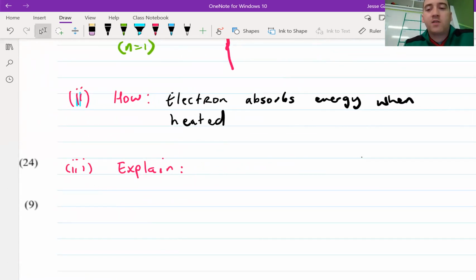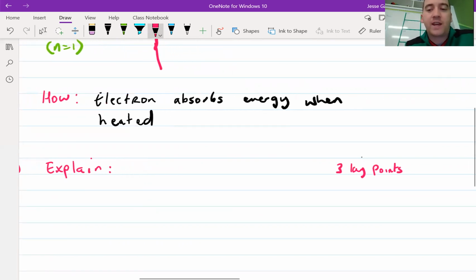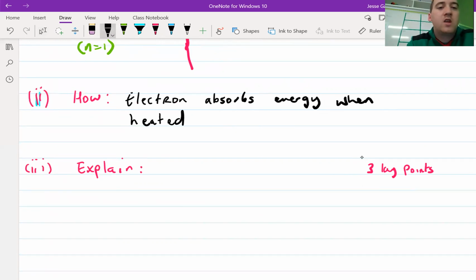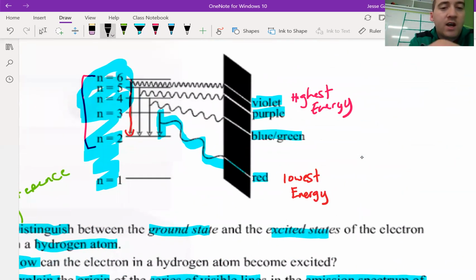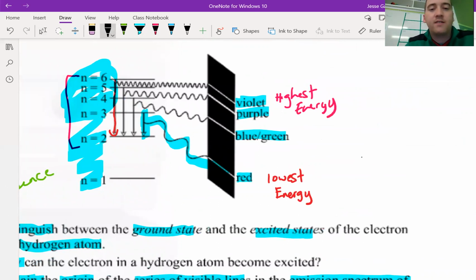All right, just to give you some context, you would need 3 key points here. So check your answer again. Pause your video and check: do you have 3 scoring points? Do that now. All right, so the first thing is, once the electrons are out here in the higher energy levels, we would say they're excited.